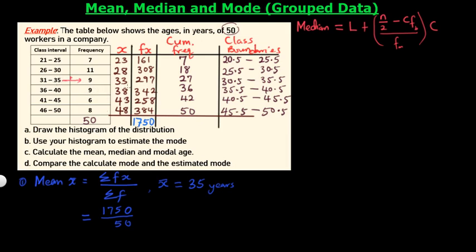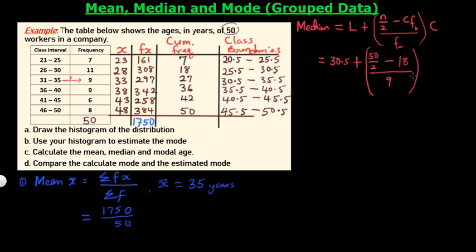So what is the lower class boundary of the median class? The lower class boundary of the median class is 30.5. So we do 30.5, that's the lower class boundary, plus total frequency is 50 divided by 2. Now, the cumulative frequency before the median class is 18. So I will do 18 all divided by the frequency of the median class, which is 9.